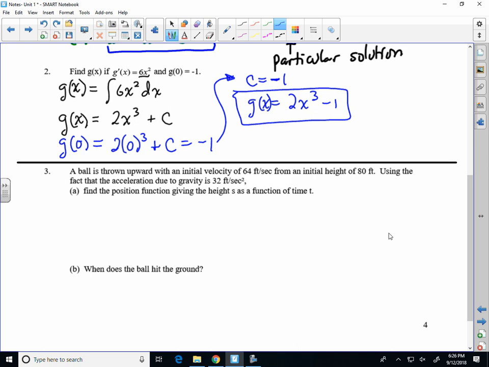The ball is thrown upward with an initial velocity of 64 feet per second from an initial height of 80 feet, using the fact that acceleration due to gravity is 32 feet per second squared. We want to find the position function. Now, we're going to kind of pretend, and for some of us, we're not pretending, but based on what you should know coming into the course, I need you to pretend that you've never seen or heard of the position function.